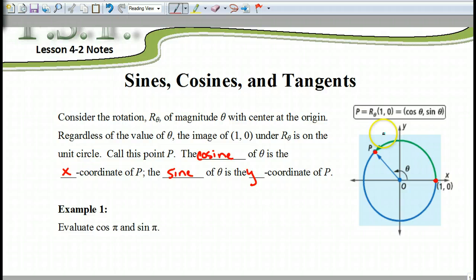So in order to find this point right here, this is the x value, you're going to put in theta into cosine to find out what x is. You put theta into sine to find out what y is.